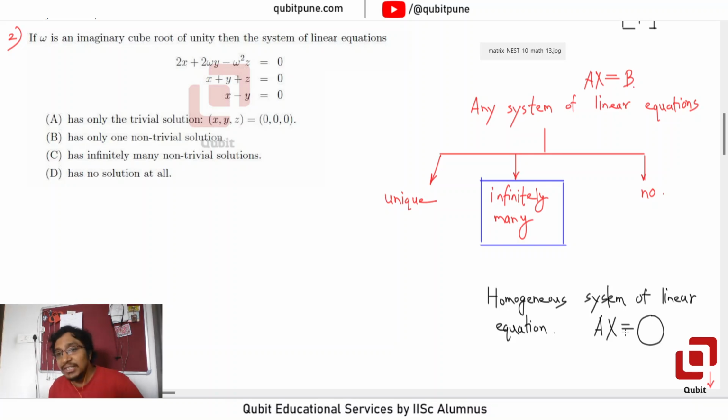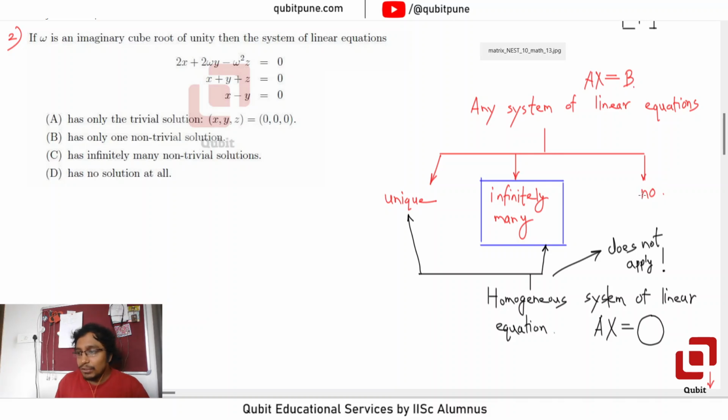So for homogeneous, the no-solution possibility does not exist. Why does it not exist? Because 0 0 0 0 will always work, right? So for homogeneous there are only 2 categories, unique and infinitely many. The no-solution case does not exist, or rather does not apply. Please raise your hands if you understand this.